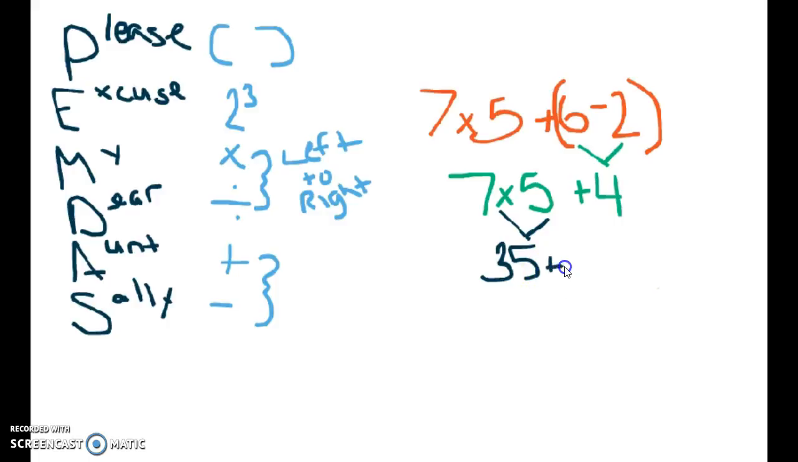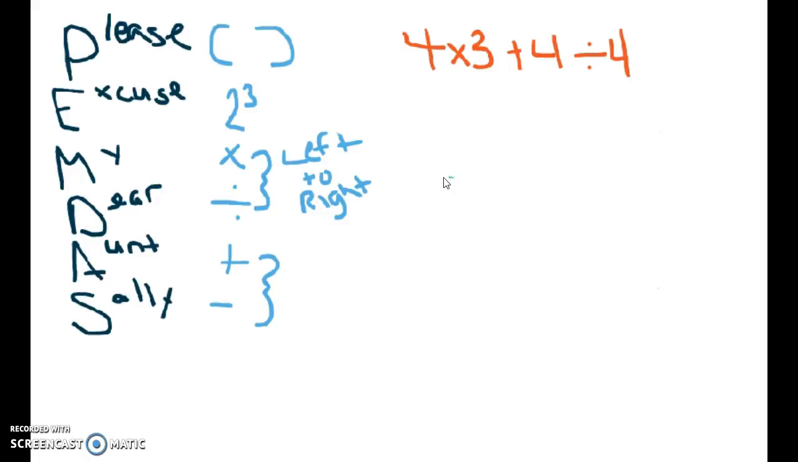So I have one equation. So I have 35 plus 4. Well, there's only one thing left, which is addition. So I just need to solve that and bring that down. So 35 plus 4 should be 39. So my answer to my equation up here would be 39 if I followed the order of operations.